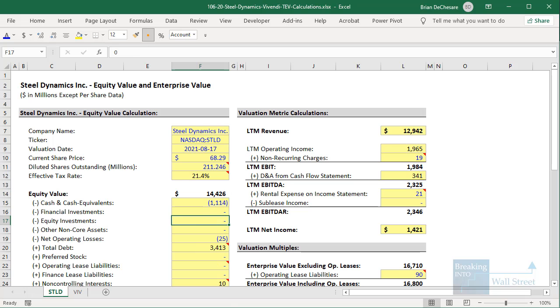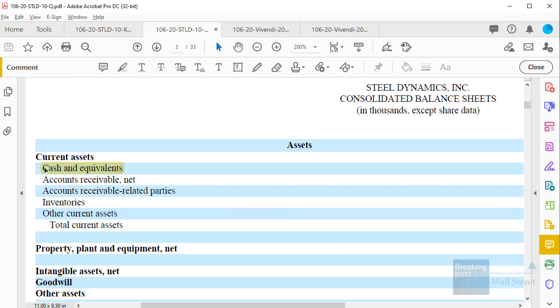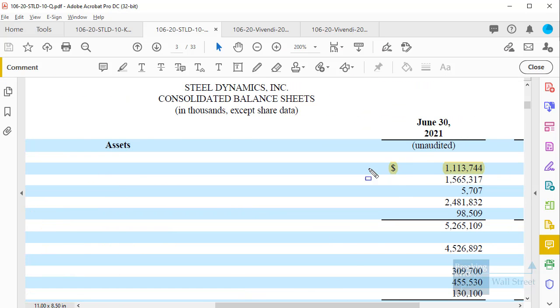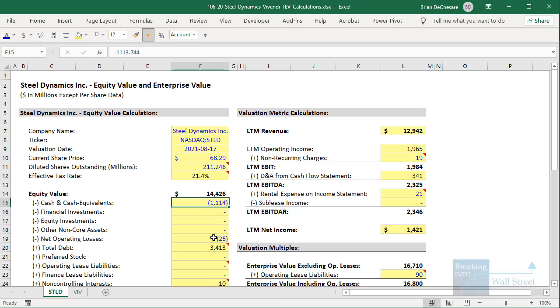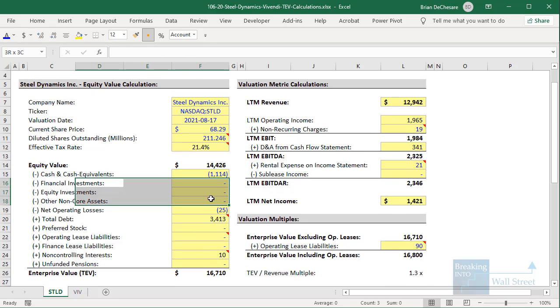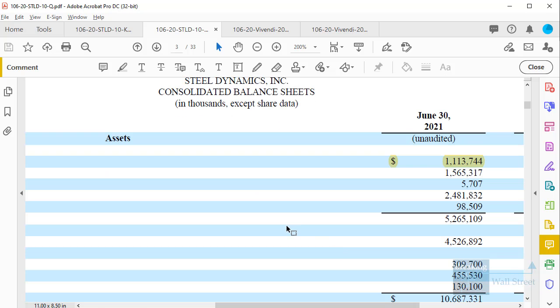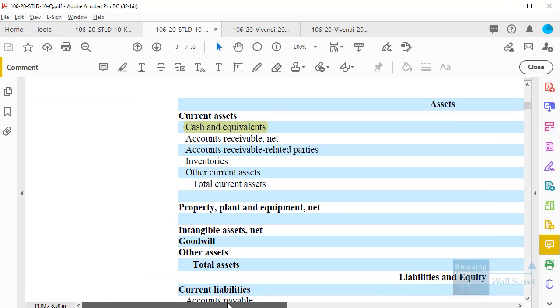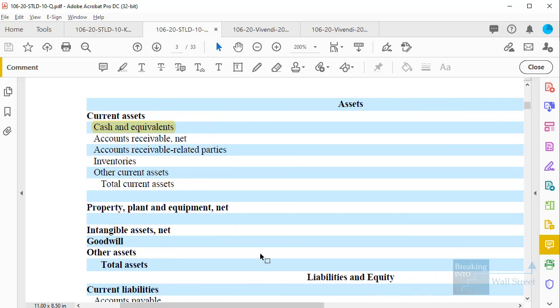So with Steel Dynamics, for example, let's just go to their 10Q. They have cash and equivalents, and so we just subtracted this number in our Excel file, cash and cash equivalents right here in the first line under equity value. So that's pretty simple. They don't really have anything for financial investments, equity investments, or other non-core assets. They do have some net operating losses, but we'll return to that later on. And then going down, they don't really have anything else here that should be subtracted on the asset side.